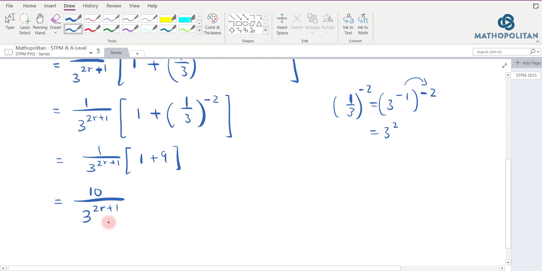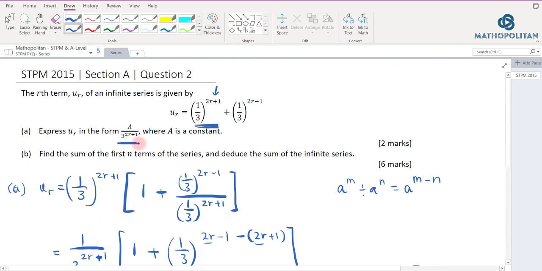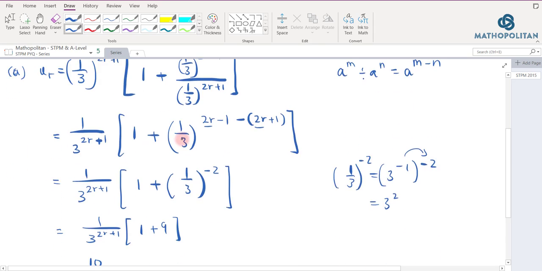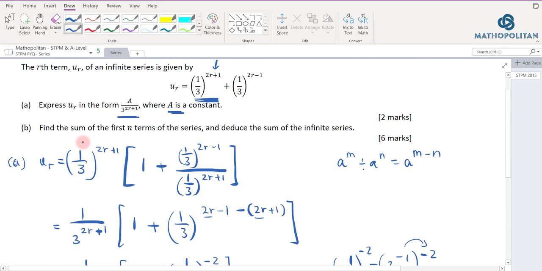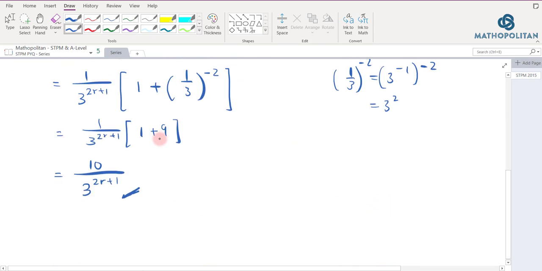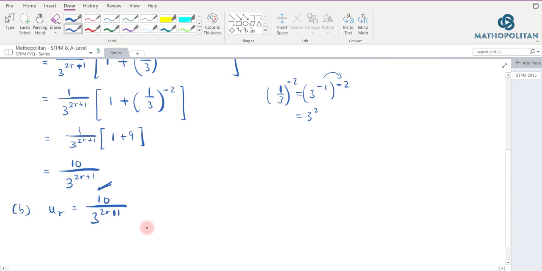That concludes part A, which is to express the rth term in the form of A over 3 to the power of 2r plus 1, and A here is equal to 10. We are done with that part. Now for part B, let's find the sum of the first n terms, then we'll find the sum of the infinite series. Given the rth term of 10 over 3 to the power of 2r plus 1, let's try to write the series out.